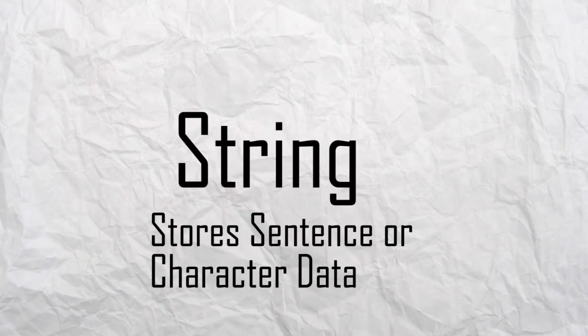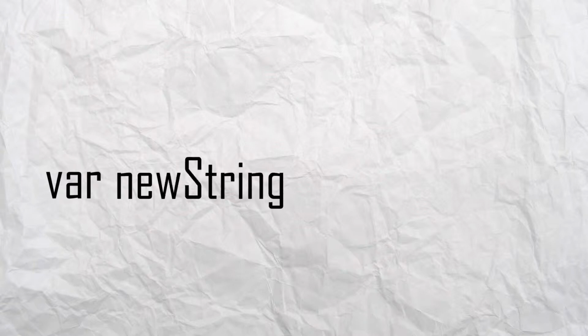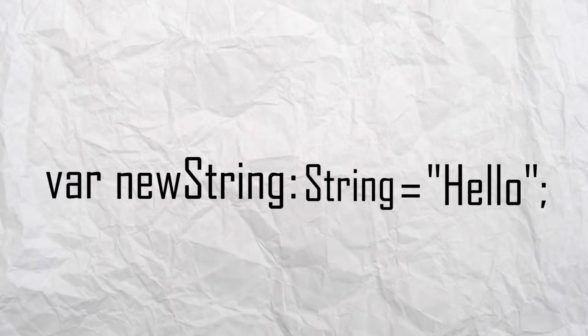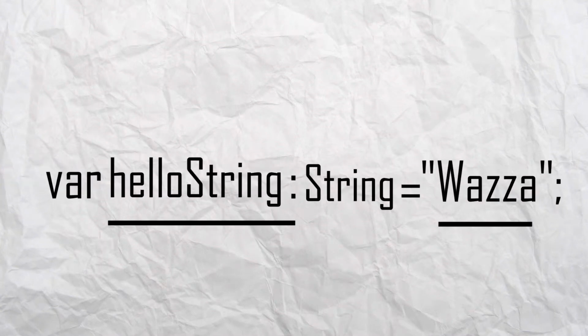It is used to store character or sentence data. It is declared like so. You should type something like var newString : String = "hello", surrounded by quotation marks, and finally end the line. Some parts of the declaration can be edited, such as the variable name and the variable value. Here is an example. Also, make sure you have the quotation marks encompassing the words, otherwise it won't work.